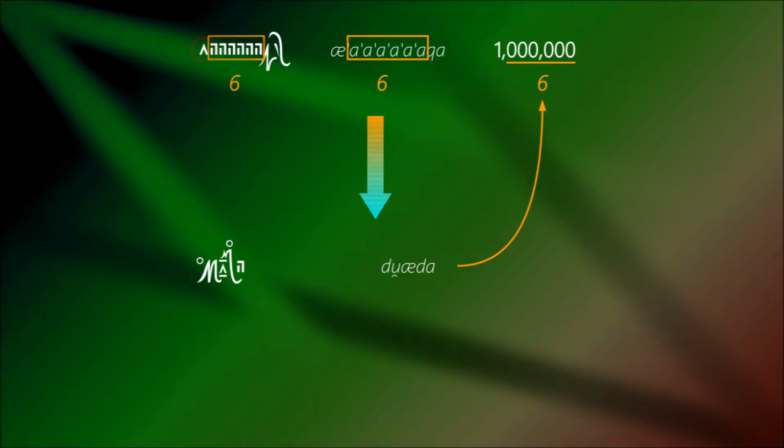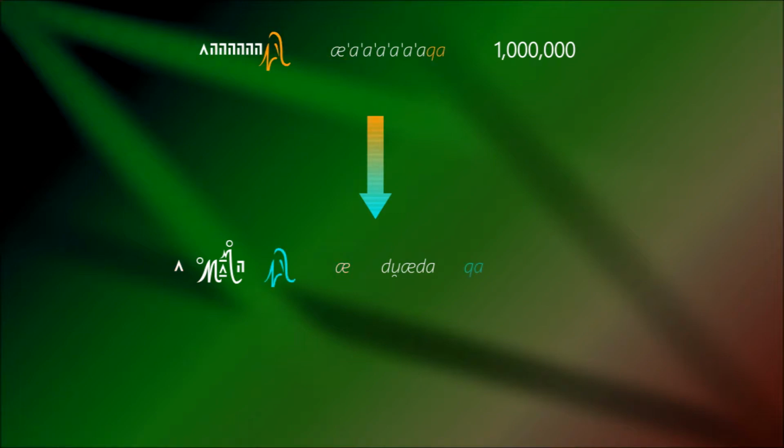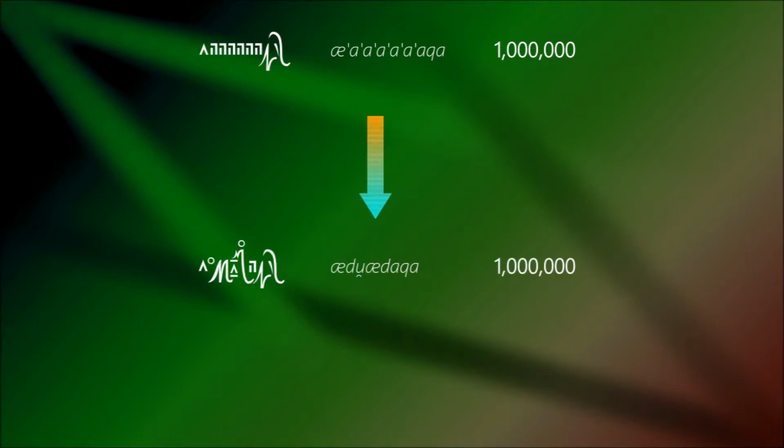But we still need a 1 at the front, so we also add I at the beginning. Finally, we must always reference the fact that this word is a proper number. Therefore, we end the word in ka. And that is how we obtain the word aiduaidaka, to say a million in Ælis.